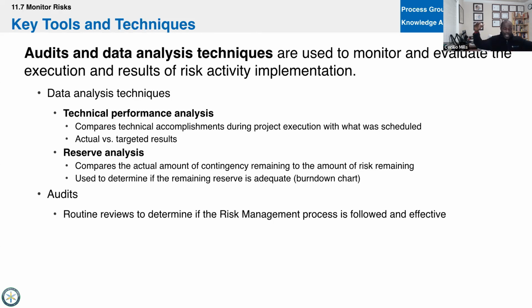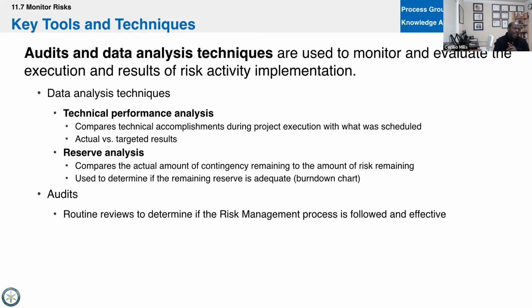We can escalate both positive and negative risk. We can accept both positive and negative risk. If we actively accept, we put money aside, contingency reserves. If we passively accept, we just put it on the watch list.